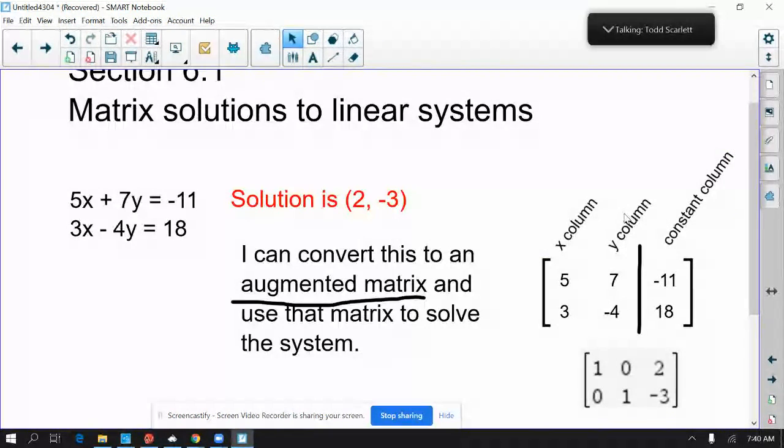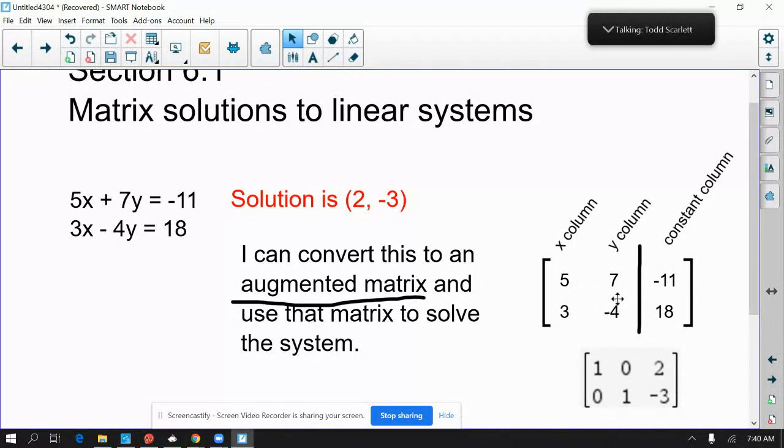And think of this as the x column. It has to be organized when you put it into a matrix. All the x's have to be lined up in one column, and all the y's have to be lined up. It doesn't matter where you put them, but they have to be lined up. And then it equals the constants. So the two constants have to be in the same column, and the equal signs have to be lined up. Then you put it in this augmented matrix.